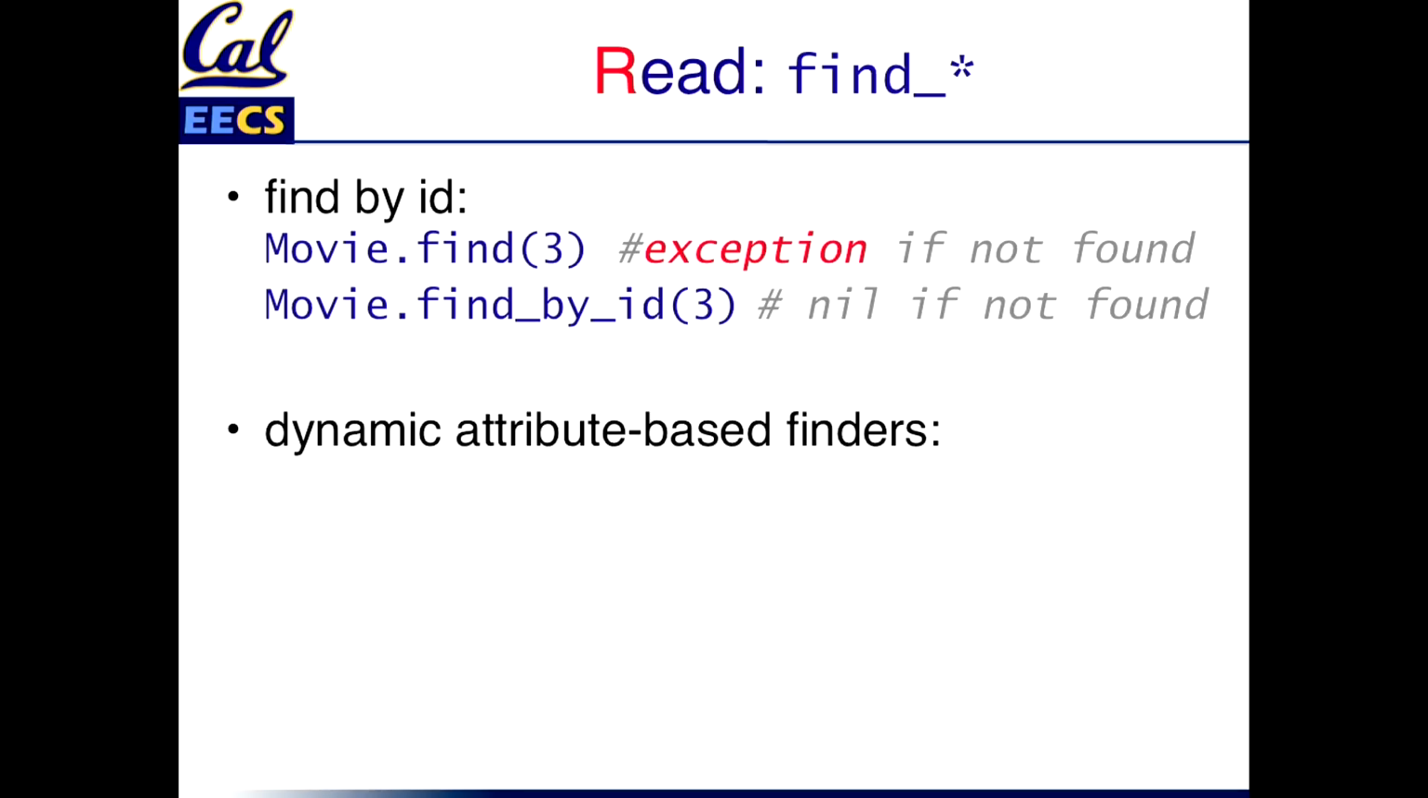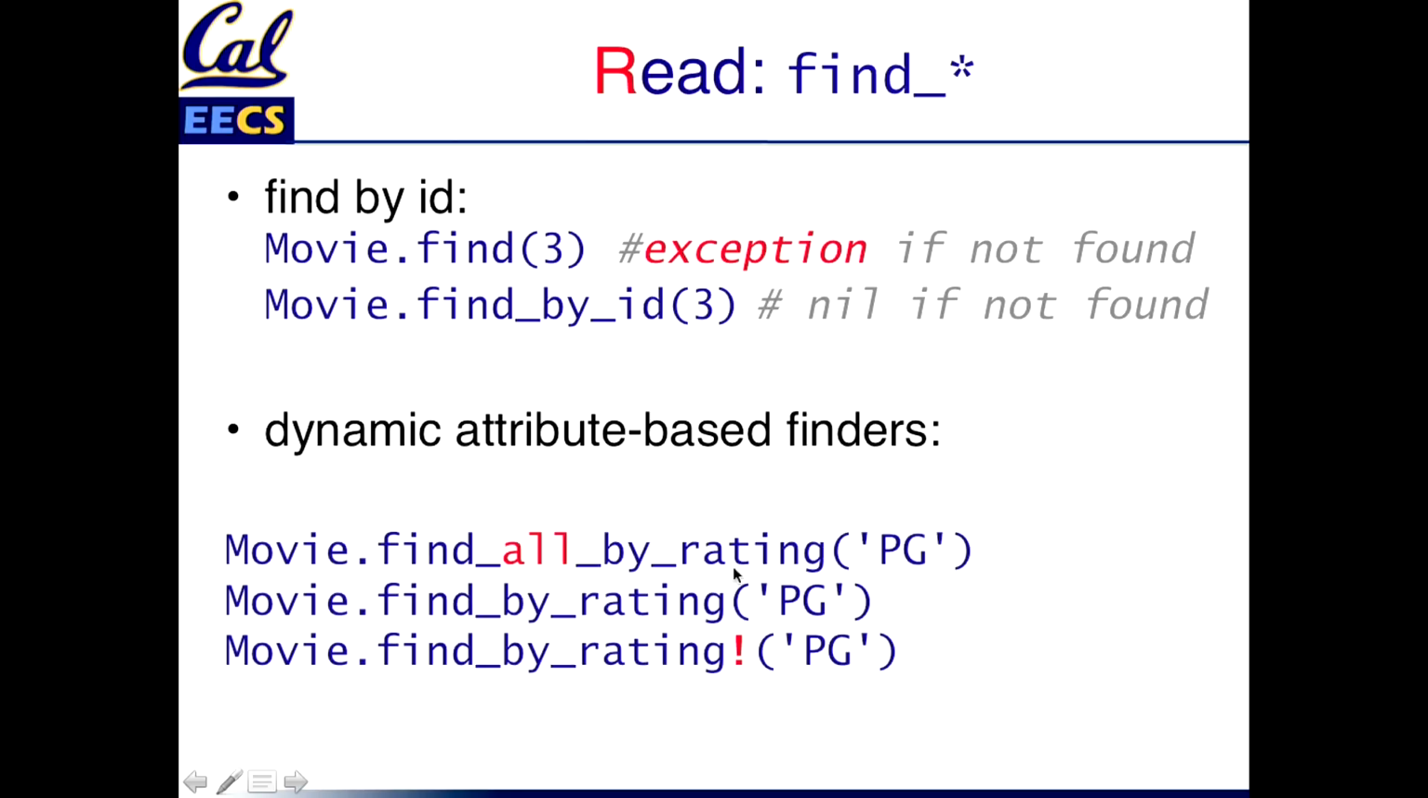But the more interesting one is attribute-based finders. Remembering that we set up our movies table to have title and rating, for example, we could say find all by rating, or find by rating for a single or the first movie that matches this condition, or find by rating bang, which, as you've no doubt figured out by now, will throw an exception. And you're probably already a step ahead of me and thinking, aha, I know just how that works. That code doesn't exist in any file. If you went to look for find by rating across all of the source code in your app, you would never find it. Because, of course, this is being handled by method missing.